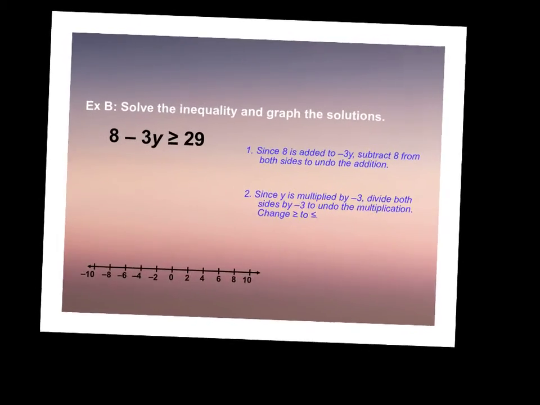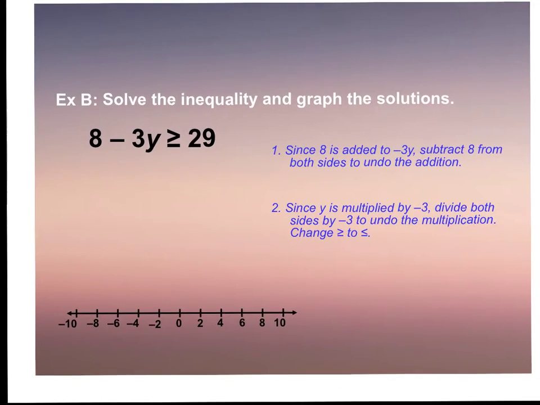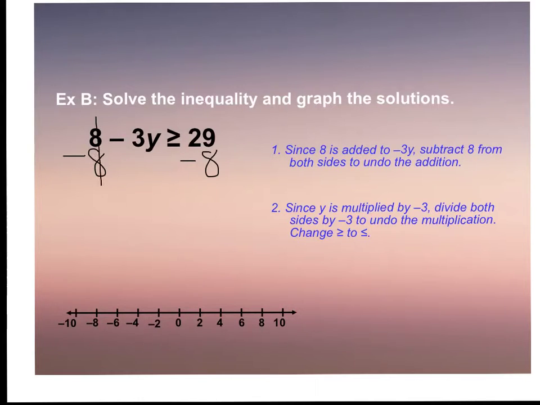Okay, here's our final example, example B. We're going to solve the inequality and graph the solution. And remember, this is multiple steps. Looks like this one's only going to take us 2 steps. The other one took us a few more. So let's go ahead and begin solving this inequality. We're going to need to subtract 8 to both sides, minus 8. So this cancels out to 0, and I get -3y is greater than or equal to 21.